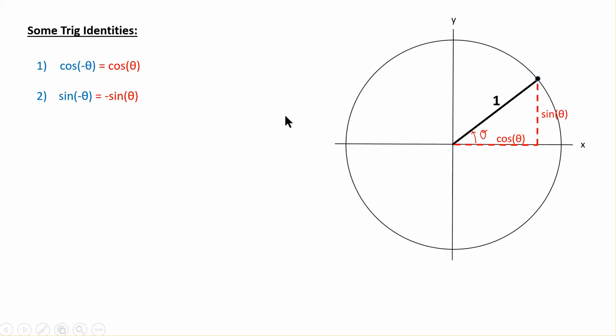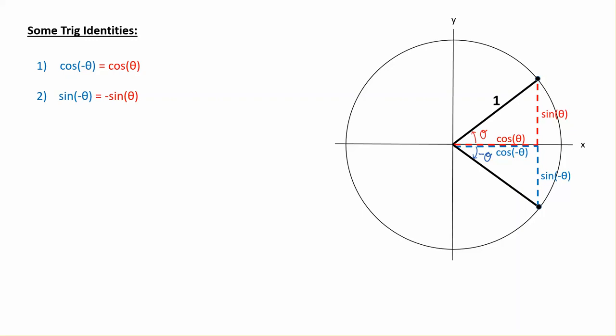Okay, now let me consider, instead of going around to positive theta, going to negative theta. Suppose I swung this point around and it was down here, so it's making an angle of negative theta. I'm at that point, and the question is, what are the x and y values of that point? We'll draw the little right triangle here, and we see that the length of this side is going to be cosine of negative theta, and the length of this side is going to be sine of negative theta.